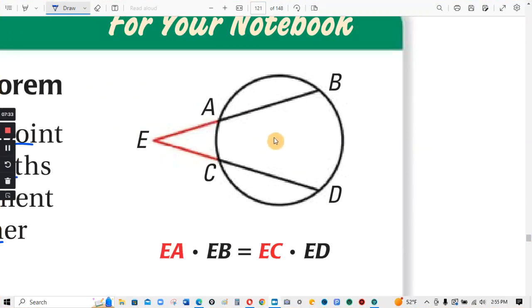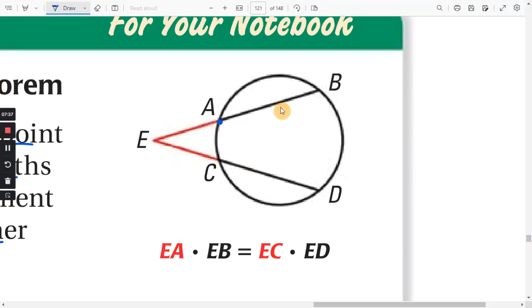All right, so these are both secant segments because they intersect the circle at 2 points, right there and right there. Okay, and this formula applies because the segments meet outside the circle at point E. So we have EA times EB, that's this times the entire segment, equals EC times ED. That's this times the entire segment.